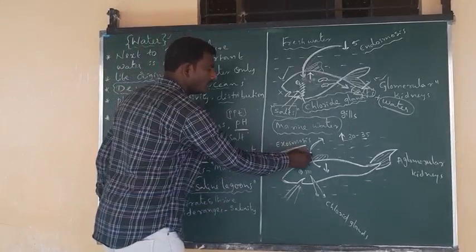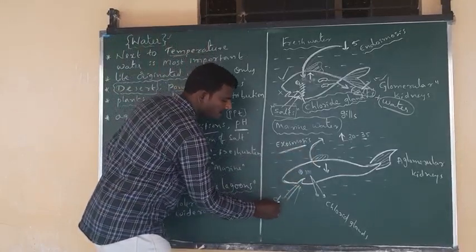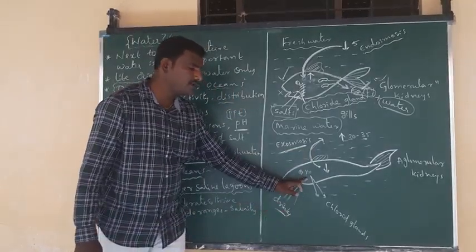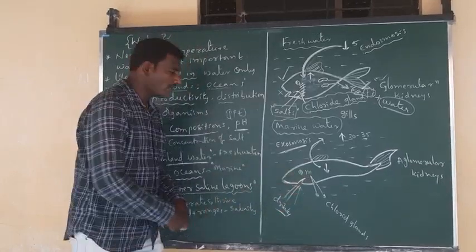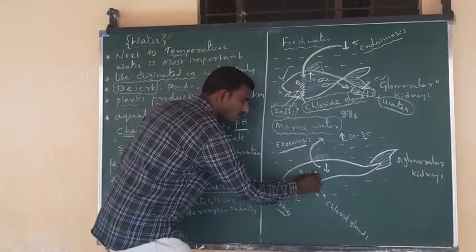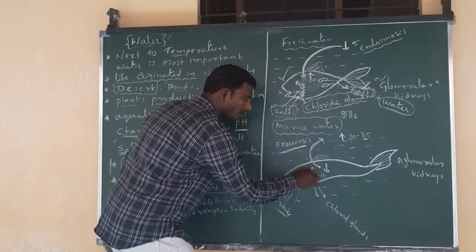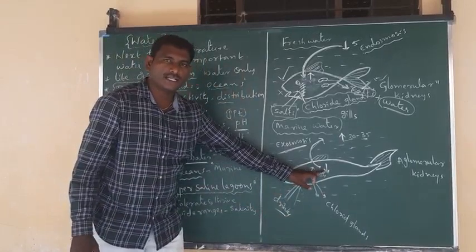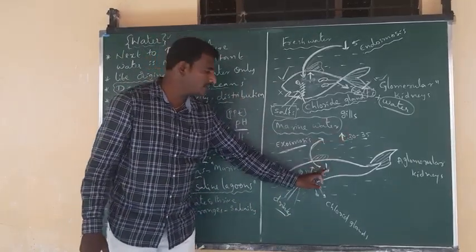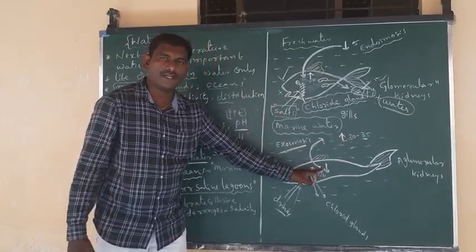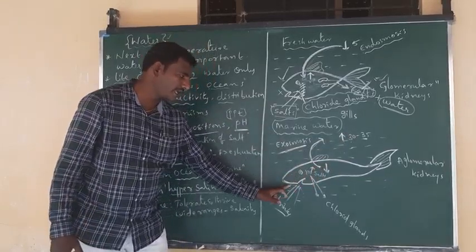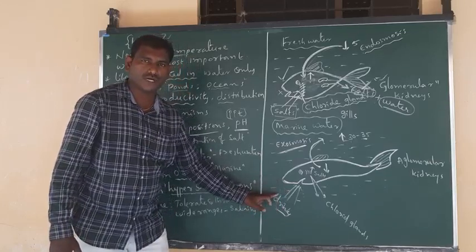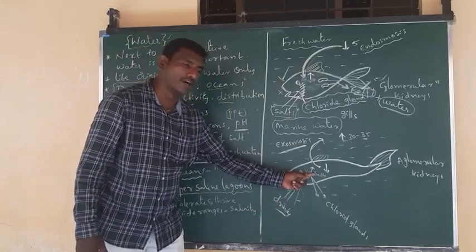To compensate this problem, the marine fishes drink more salt water. Continuously they have to drink such type of marine water. So by drinking excess water, the maximum amounts of salts are entering into the body. Understood? So here what happened? Body fluids concentration is less compared to marine water. Because of this, the body is going to dehydrate. To compensate this problem, the marine fishes are continuously drinking salt water, and by drinking it, the excess salts are entering into the body.